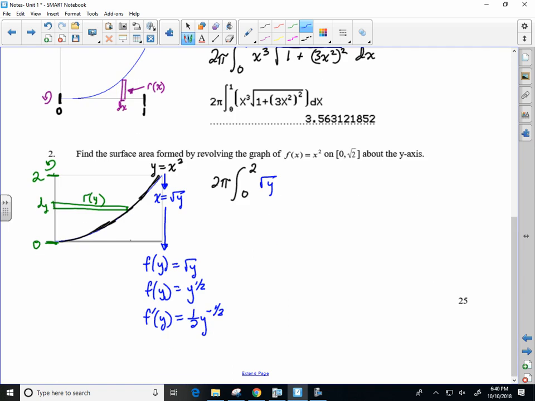So, square root of 1 plus my derivative 1/2 y to the negative 1/2 squared. All right, so all of that was just us manipulating the information that was given, because it was given as a function in terms of x, so we needed everything to be in terms of y. A little annoying, but manageable, somewhat. So to the calculator.